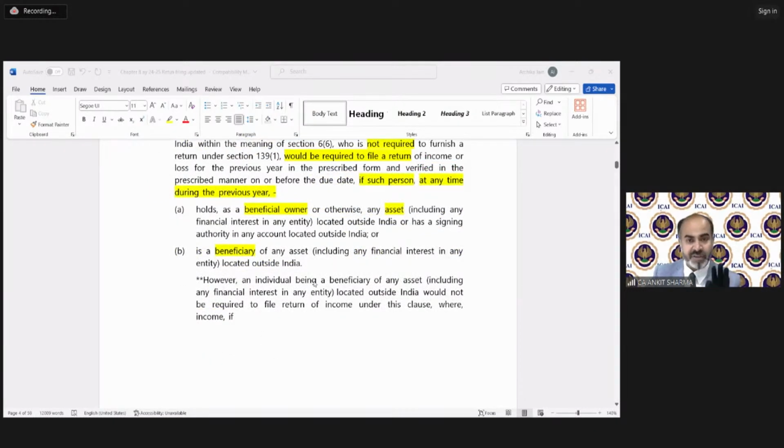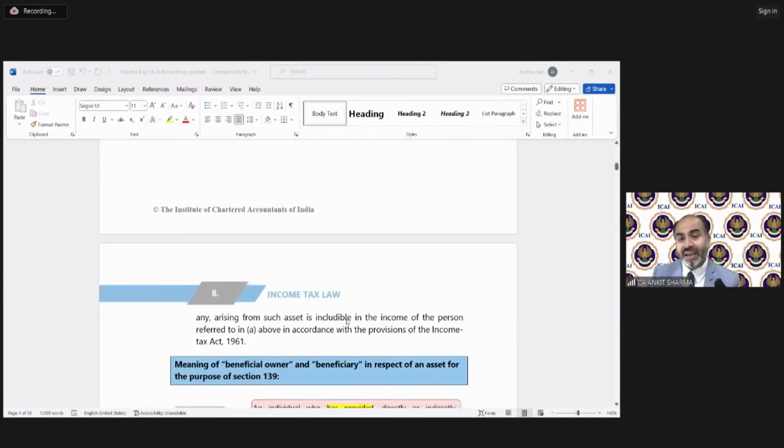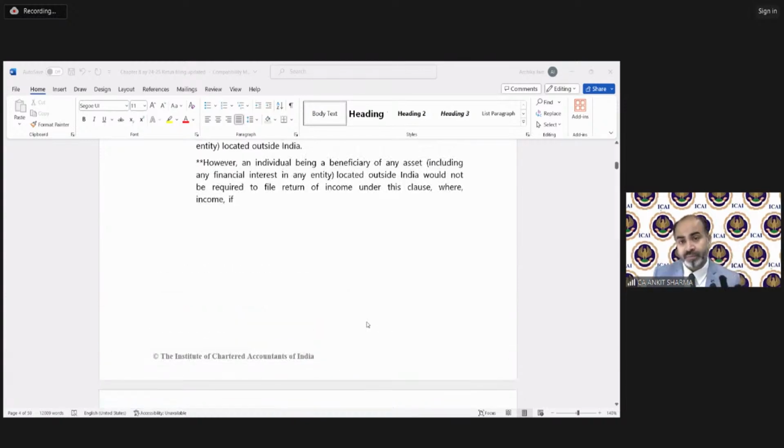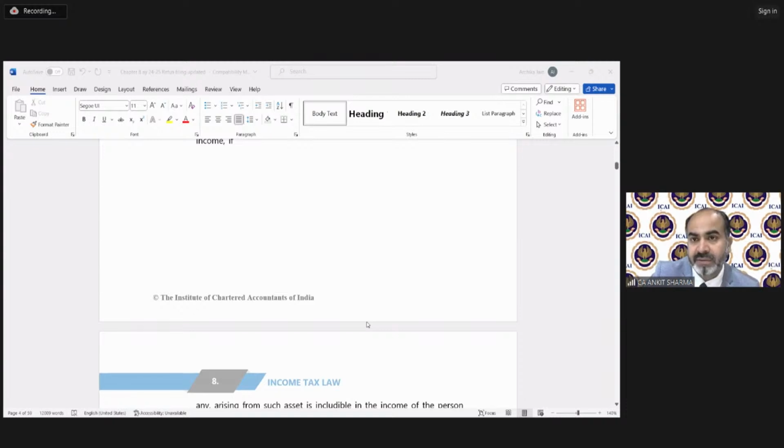However, an individual being a beneficiary of any asset located outside India would not be required to file a return of income under this clause where the income from that asset is includable in the income of the person referred to in A. So if you are a beneficiary receiving income on behalf of someone else, but that income is included in the total income of that owner, suppose Mr. A is the real owner, or we can say beneficial owner, of an asset located outside India, and Mr. B is the beneficiary.